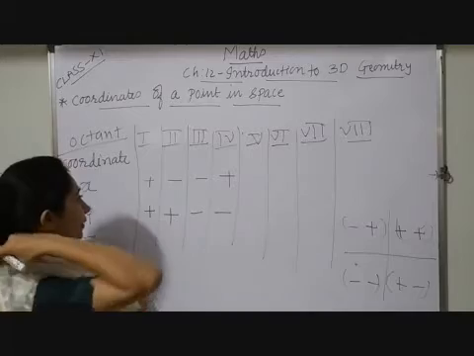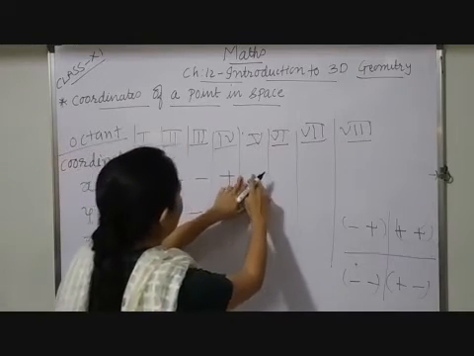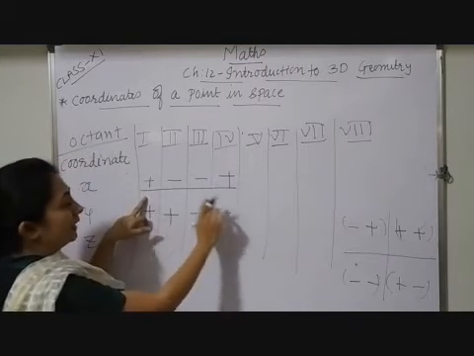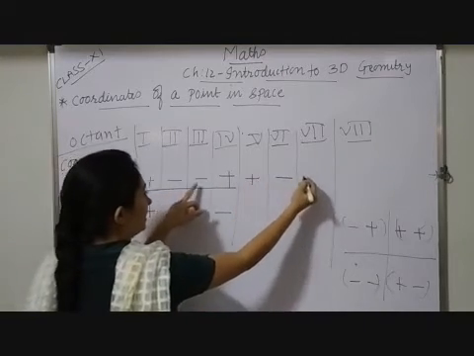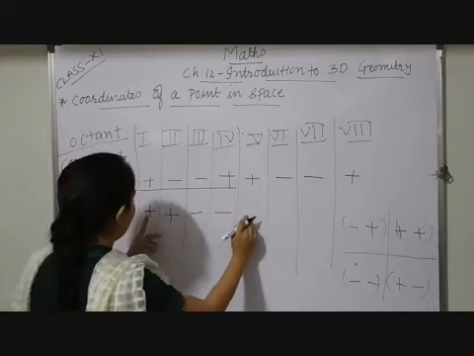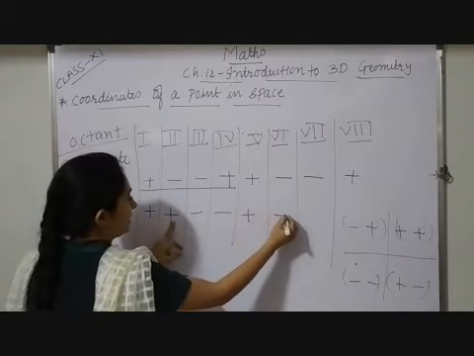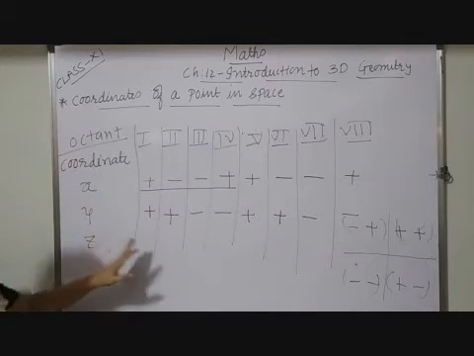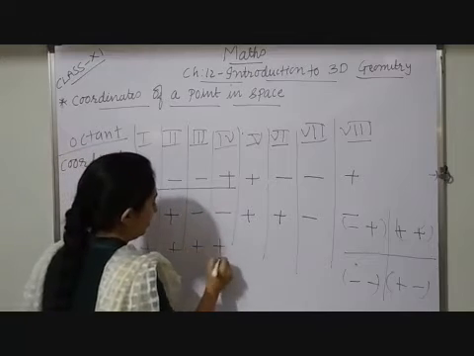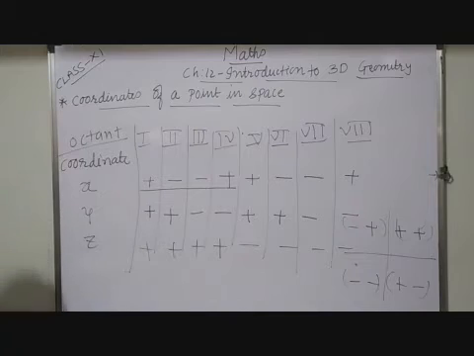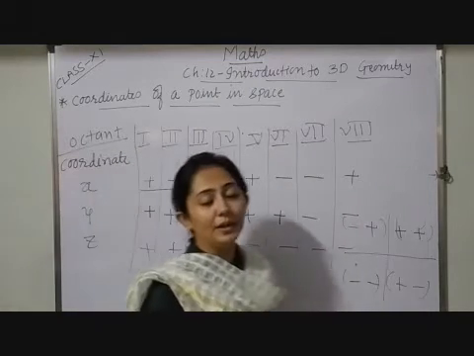What should I do? From 5 onwards, I have to repeat all these signs from the beginning. So here plus, then minus, then plus. This is a proper technique, then only you will be able to remember. Now from here also, we start from the beginning: plus, next is plus, minus, minus. Now what about the z-axis? In the z-axis, the first 4 are positive, the next 4 negative. So this way you can remember the sign of a coordinate.